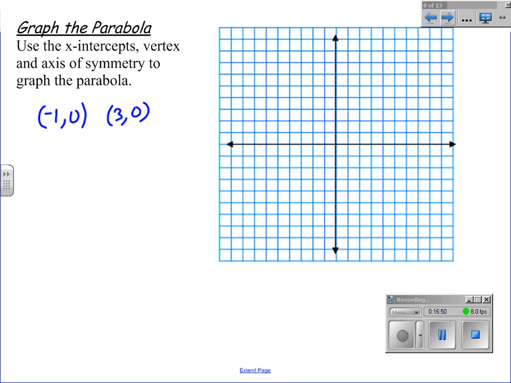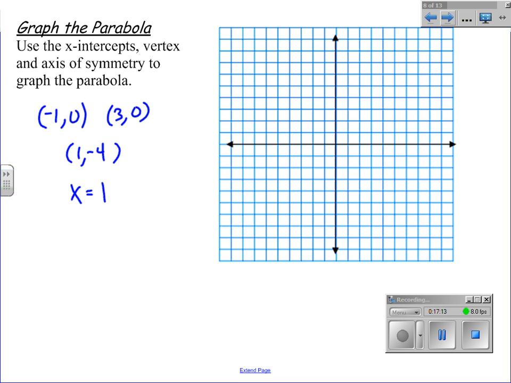And what was the vertex? The vertex, Mark, was 1, negative 4. And our axis of symmetry was what, Seth? x equals 1. So we put it all together.